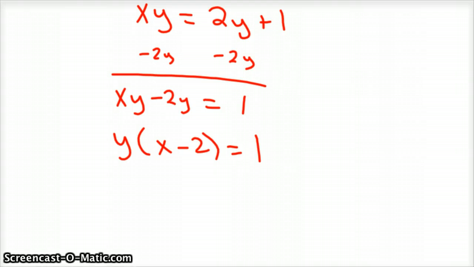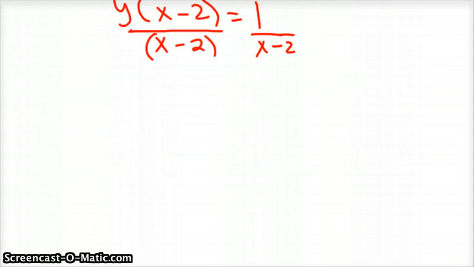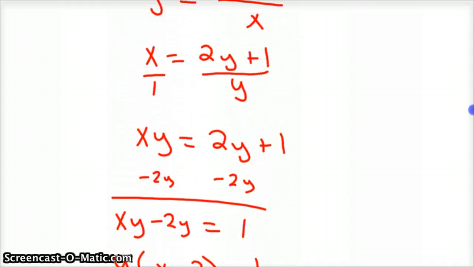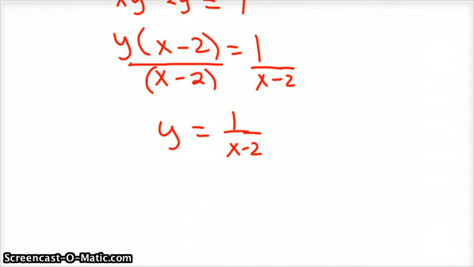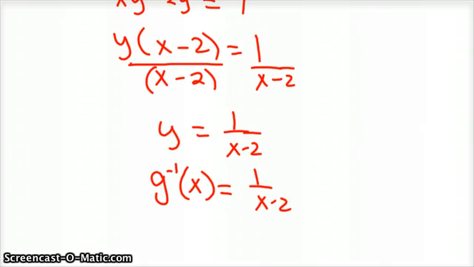And then the last step is to solve for y. You need to divide by x minus 2 on both sides of the equation. And so y equals 1 over (x minus 2). Let's make sure. For some reason that just doesn't look right, but yeah, that's right. Putting it back into function notation, the inverse of g(x) is equal to 1 over (x minus 2).